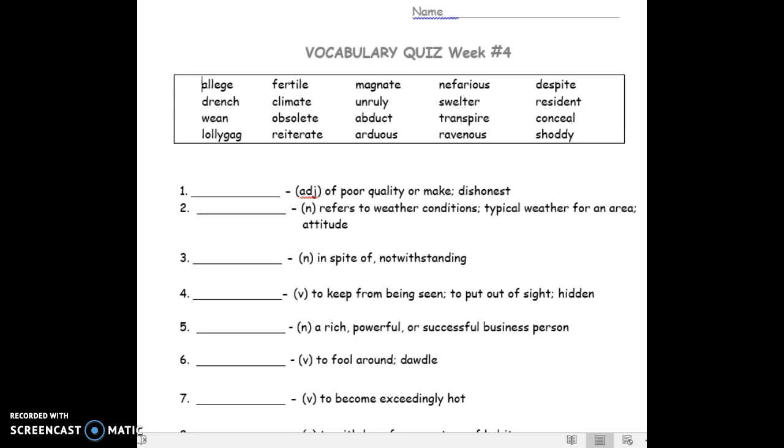Number 3, this word's a noun. It means in spite of or notwithstanding. Number 4, this word is a verb. It means to keep from being seen, to put out of sight, or hidden. Number 5, this word's a noun. It's a rich, powerful, or successful business person. Number 6, this word's a verb. It means to fool around or dawdle.